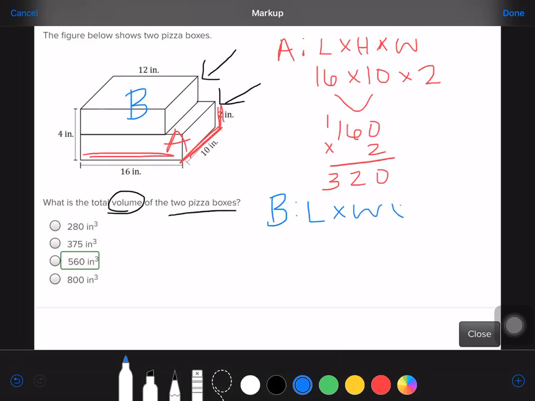times the width times the height. The length of B is labeled for me, easy peasy, so it's a 12. The width shows me how far back it goes. It is not labeled. And generally the width of composite figures are the same, but let's just make sure.